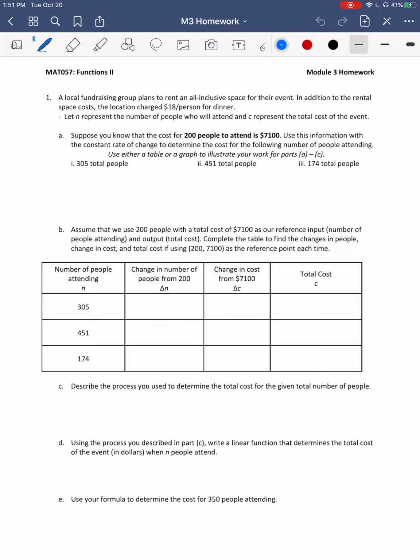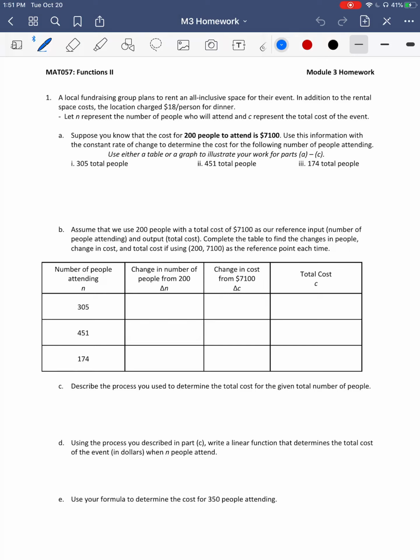All right, let's talk through the Module 3 homework together. So problem number 1 says a local fundraising group plans to rent an all-inclusive space for their event. In addition to the rental space cost, the location charged $18 per person for dinner. So this is just that same rate that we had from the Module 2 homework. Sorry, my brain is just fuzzy.